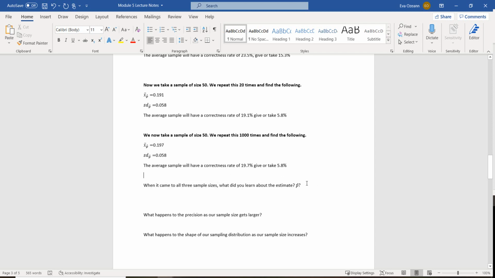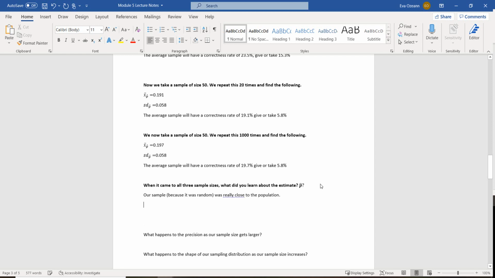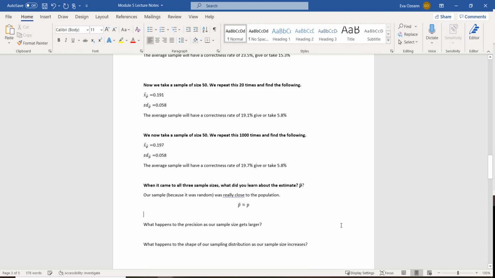So when it came to all three sample sizes, what did we learn about our estimator p hat? Well, here's what we learned. Our sample, because it was random, was really close to the population. So in math speak, p hat, which is our sample, got really close to p, which is our population proportion.